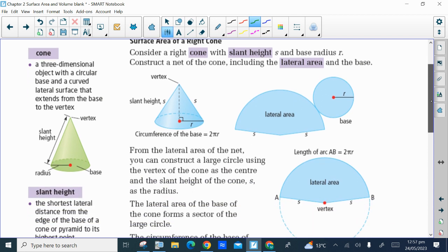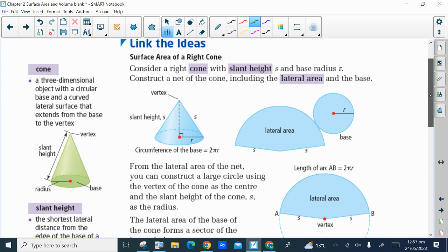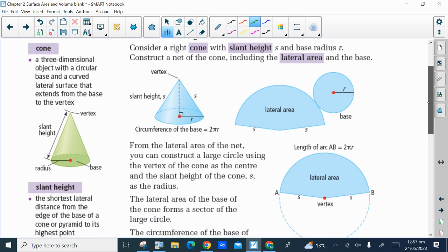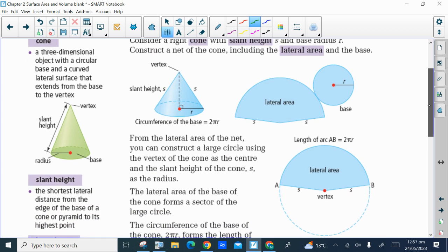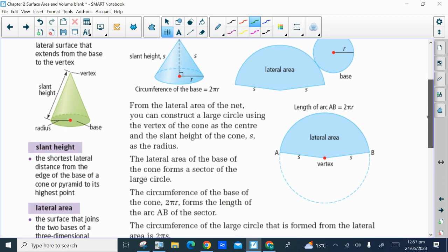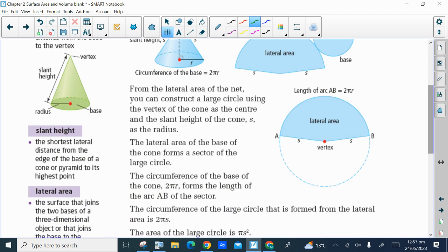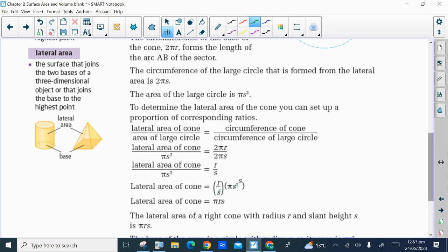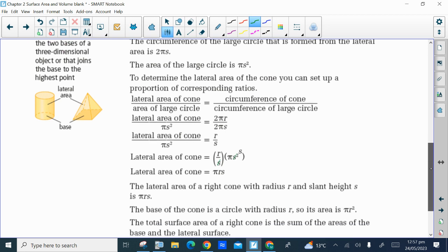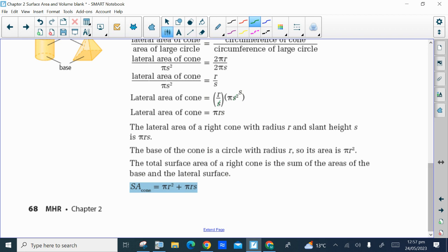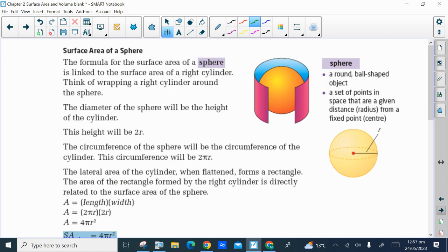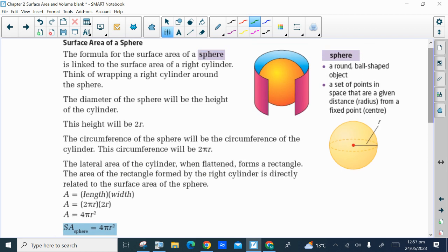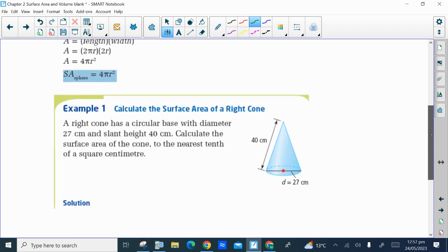So there's just some more stuff that we've been talking about, what a cone is. A cone has a vertex, a slant height, and a radius. The lateral area is the area of the curved outside part. The slant height is the shortest lateral distance from the edge of the base up to its highest point, which is where the vertex is. A cylinder also has lateral area as well. We've been talking about this stuff already, so there's nothing new there. We've got a few more reminders about what a sphere is. It's a round ball-shaped object, and the surface area is 4 pi r squared.